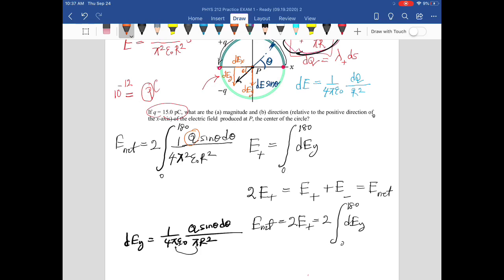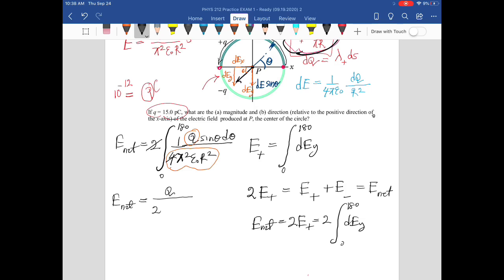Now you can see q, 4 pi squared r squared epsilon naught, all these are constants of this integral, so I can take them out of the integral and write E net equals, and here also you have 2 and you have 4 here, that's going to be 1/2. So q divided by 2 pi squared r squared epsilon naught times the integration of sine theta from 0 to 180 degrees.